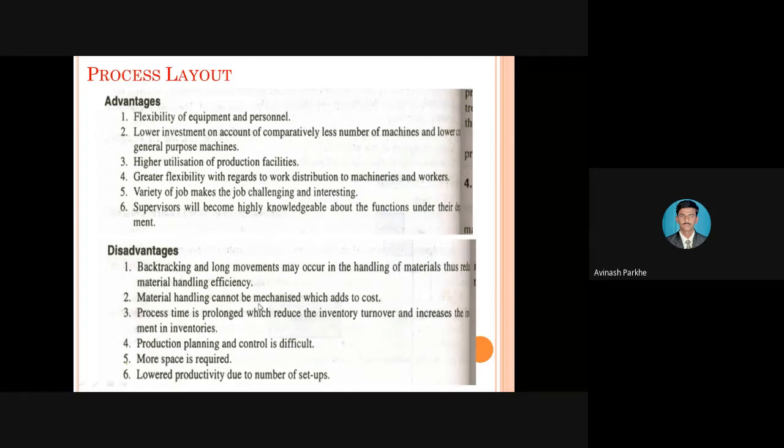The material handling cannot be mechanized, which adds to the cost. Material handling: whatever components we are handling are to be handled by the operator, or we use some trolleys and tractors. Basically this layout is mostly applicable for small scale industry. Therefore we are not using tractors. Simply we use trolleys only to carry that component. So in that case, the material handling cannot be mechanized.